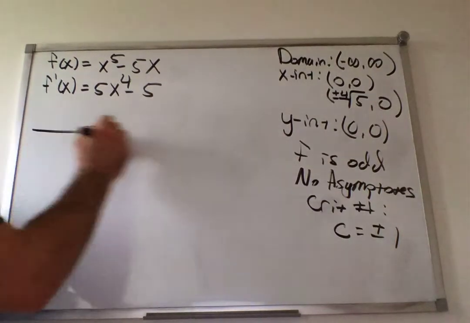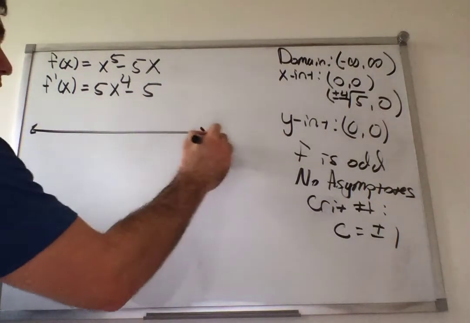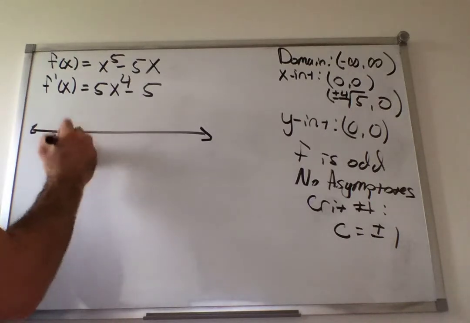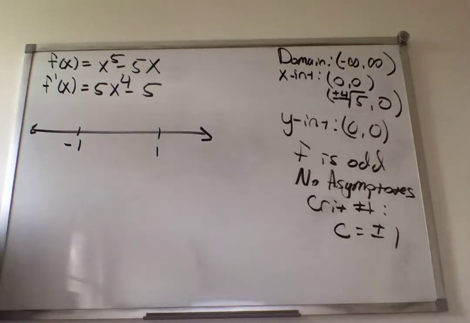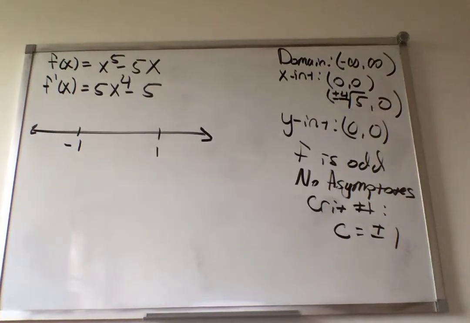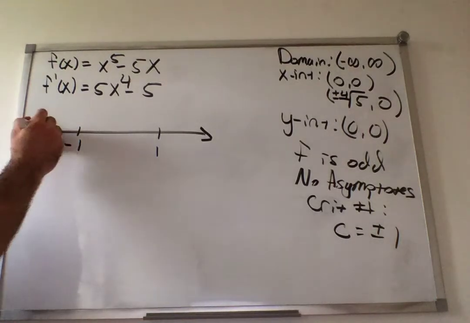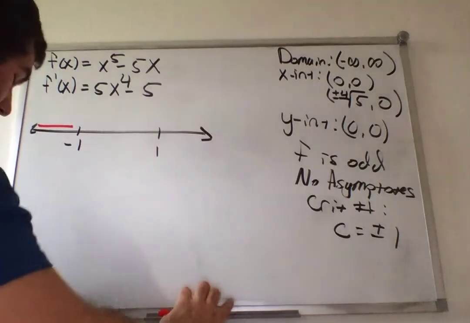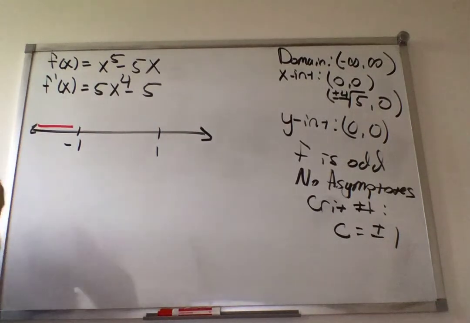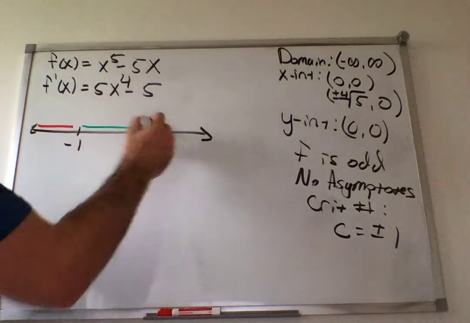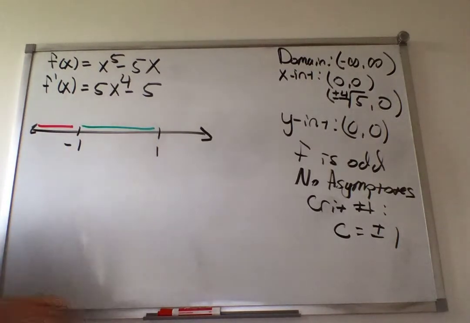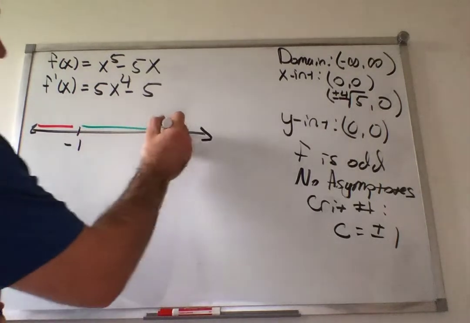So, to do that, we made a number line, if you recall. We put our critical numbers on the number line, and then we picked test values from each interval to check whether that interval is increasing or decreasing. So we've got the red interval right there. We've got the green interval right there. And we also have the blue interval over here.